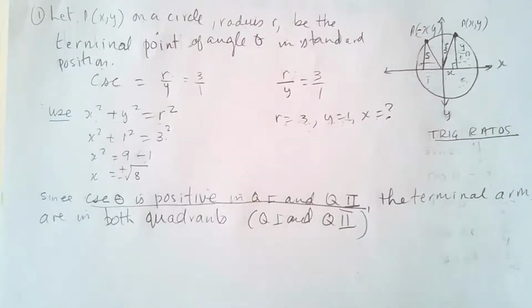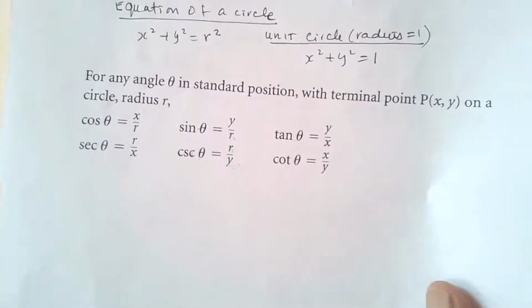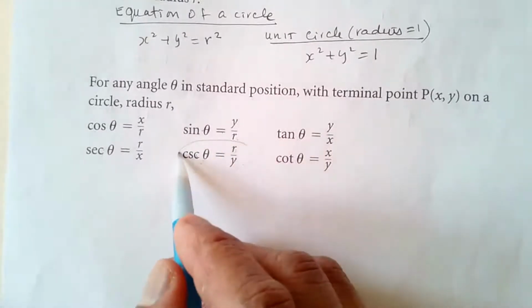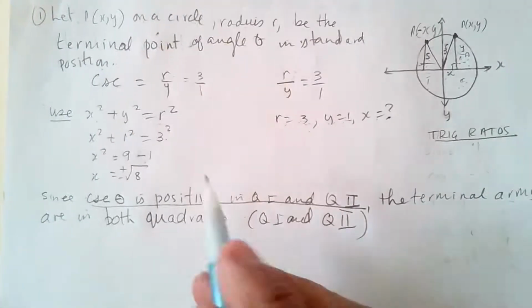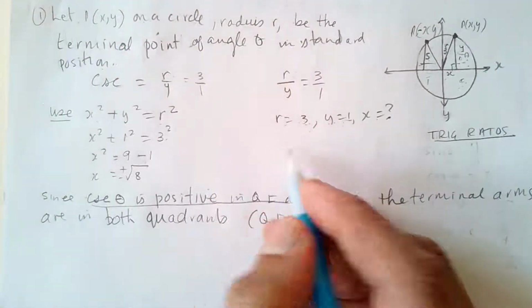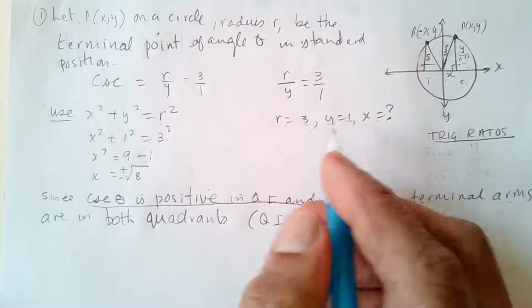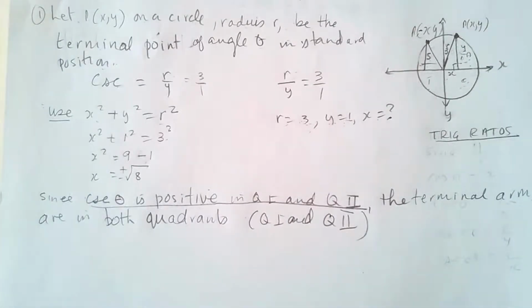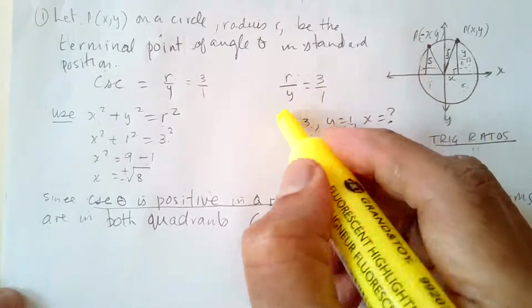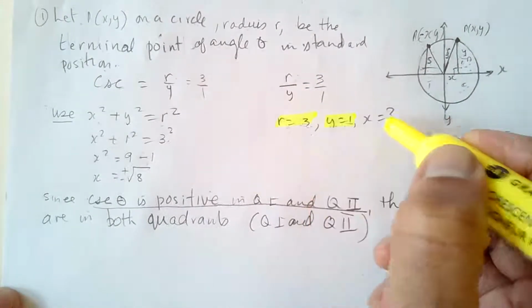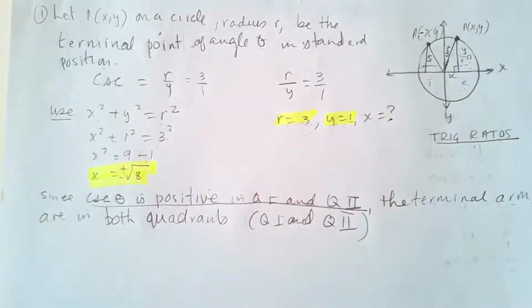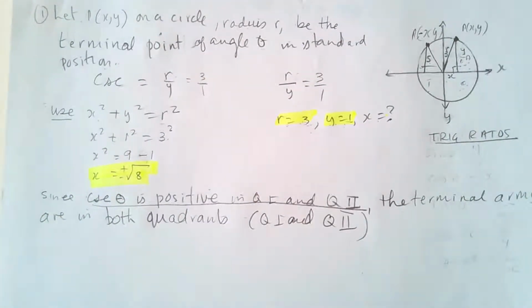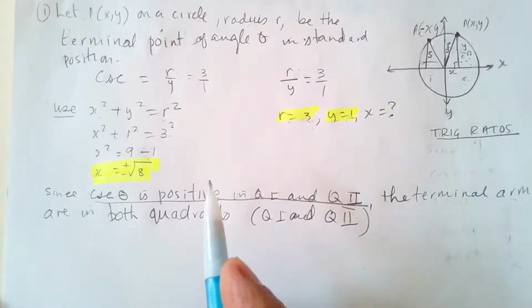So now we go back to our question. We're already given cosecant, and we need to find the 5 other trig ratios. Using x now, we can conclude we have r equals 3, y equals 1, then x will be equal to plus or minus square root of 8. So let's work these through now.